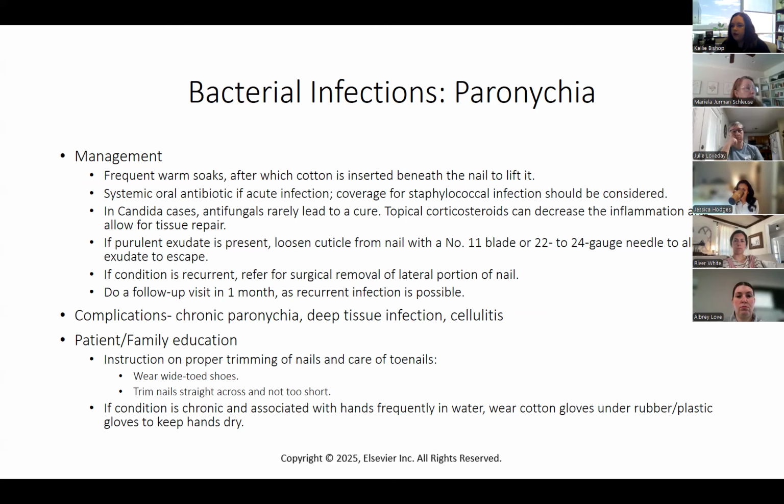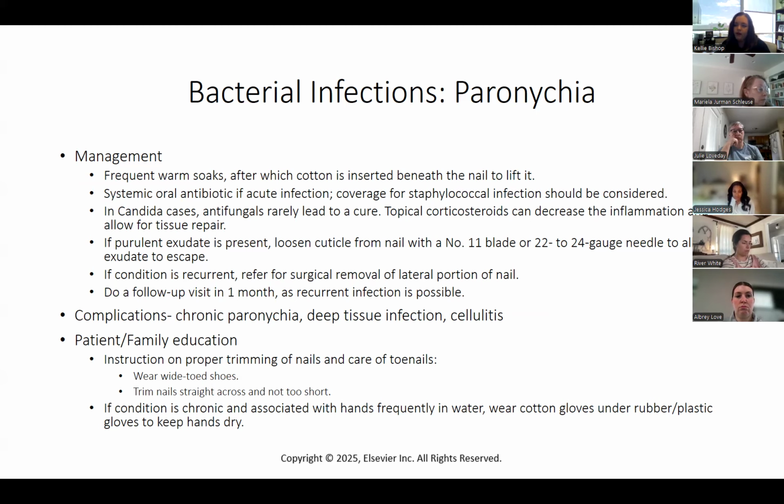If purulent exudate is present, you want to loosen the cuticle and allow the exudate to escape. If it's recurrent, then send them to podiatry because they probably need to have something more invasive done. And then do a 1 month follow-up visit because it is possible, and often likely, that they're going to have a recurrent infection.